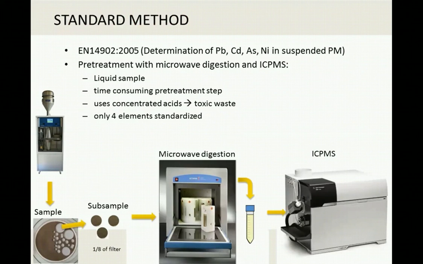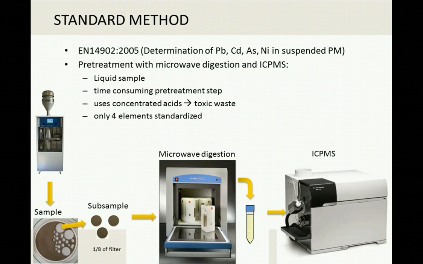So this standard method for determination of lead, cadmium, arsenic and nickel in suspended PM prescribes sampling with a PM sampler. Then a small subsample is taken from the sample and digested with the use of microwaves and concentrated acids. So the sample in a liquid form is obtained, and this sample is then analyzed by ICP-MS.